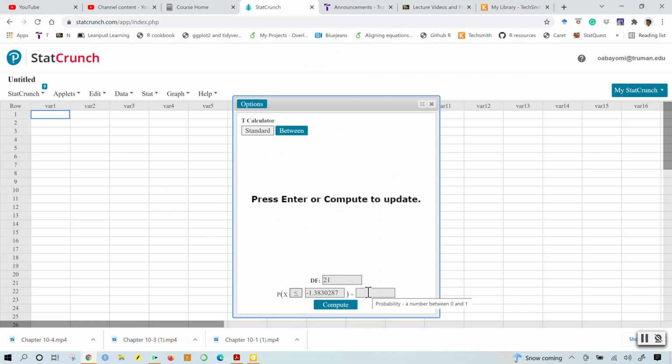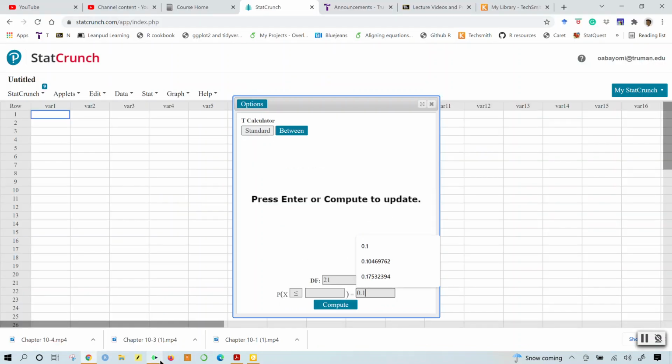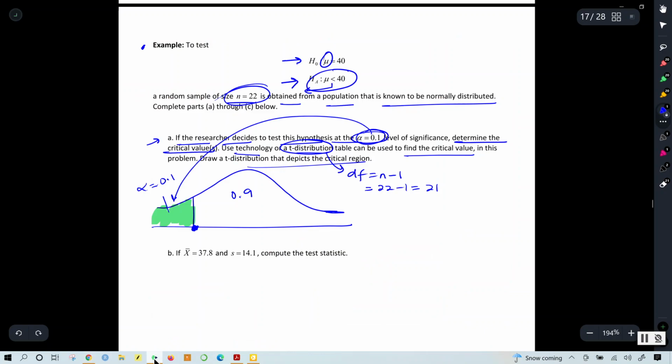I'm going to delete this, and I'm going to key in the size of the area to the left. The area to the left is 0.1. So I have 0.1, and compute that. So you have negative 1.323. That is my critical value.